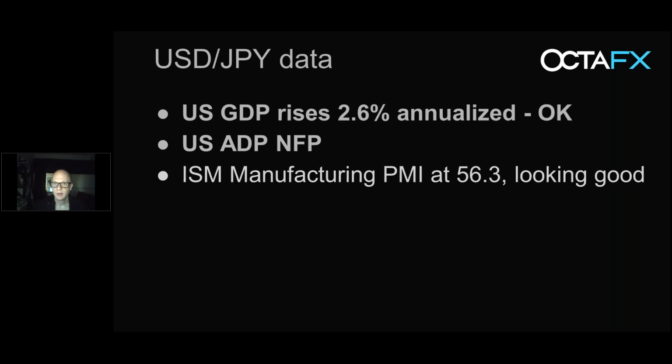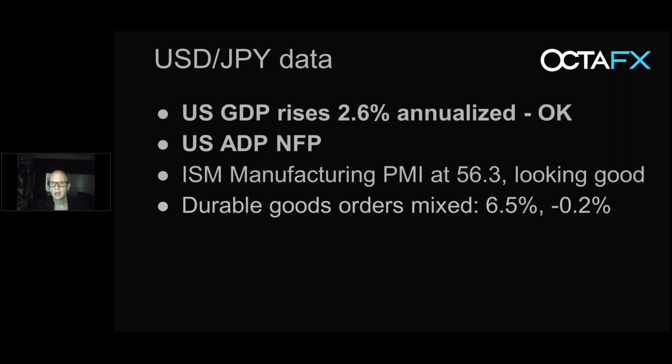We had the ISM manufacturing PMI. Both serve as hints towards tomorrow's non-farm payrolls. Also looking good at 56.3. Nothing really to worry about. Durable goods orders were mixed, 6.5 on the headline and minus 0.2 on the core. Not really great, but not a disaster either.